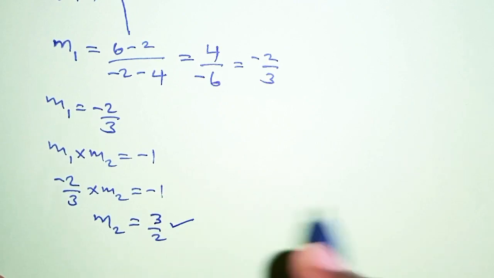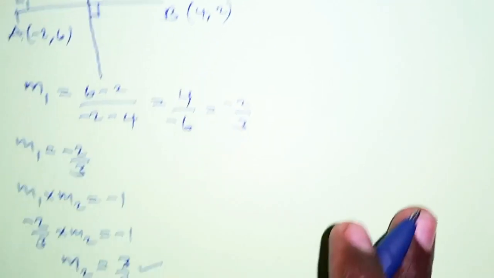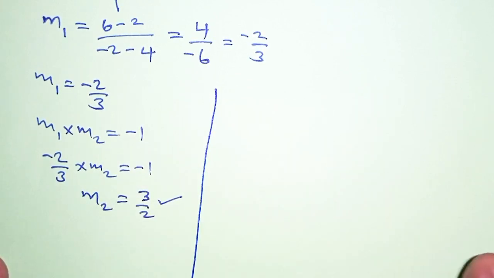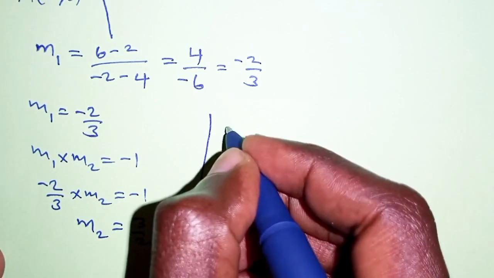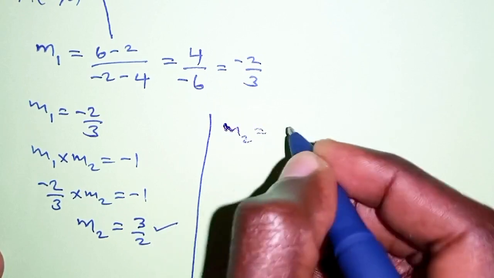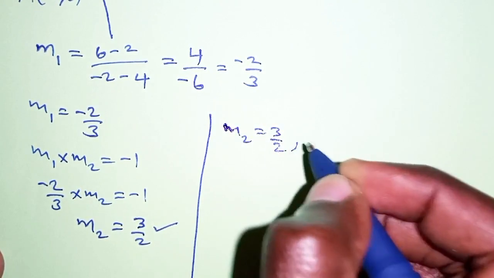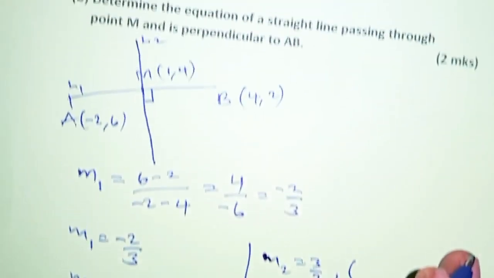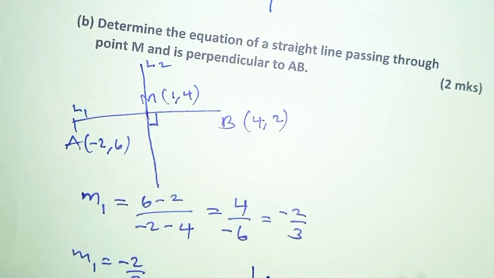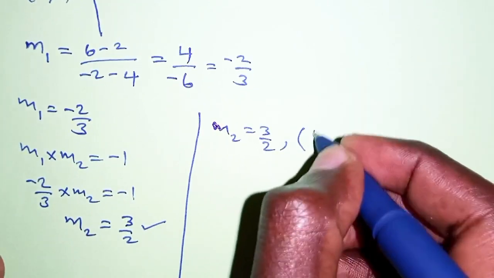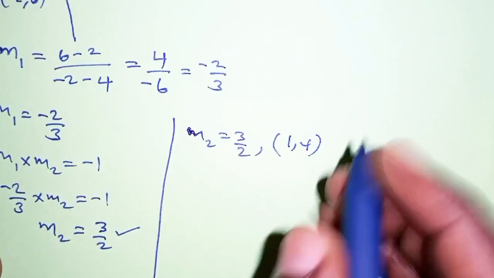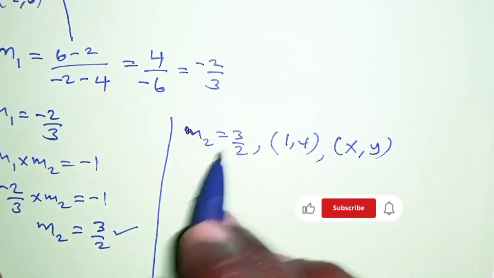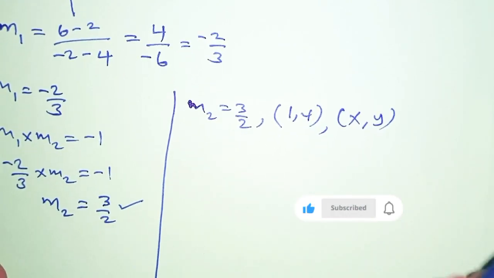Now we have the gradient. So these are the requirements in order to determine the equation of a line. First thing, we need the gradient, which we already have as 3 over 2. We also need a point that the line passes through. So we have the point, which is the midpoint, 1, 4. We also need a general point x, y. So these three should help us determine the equation of the line.